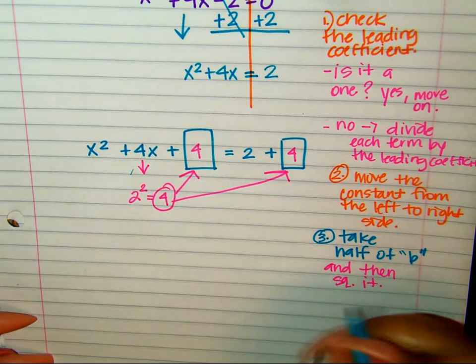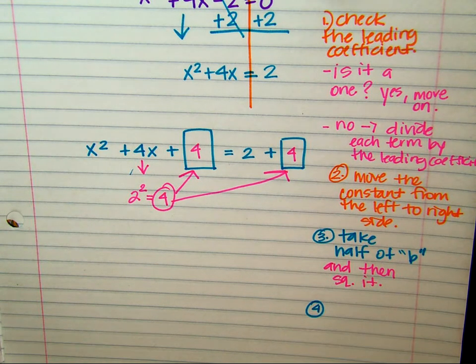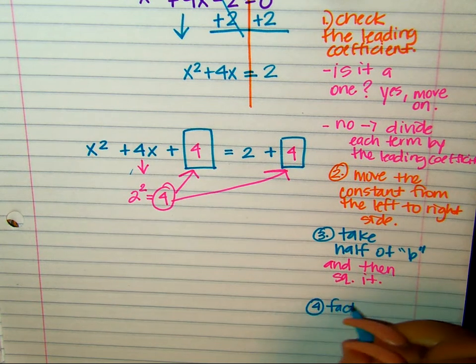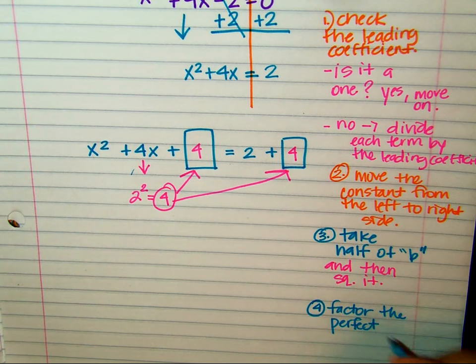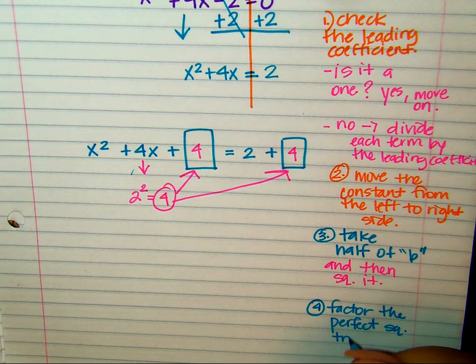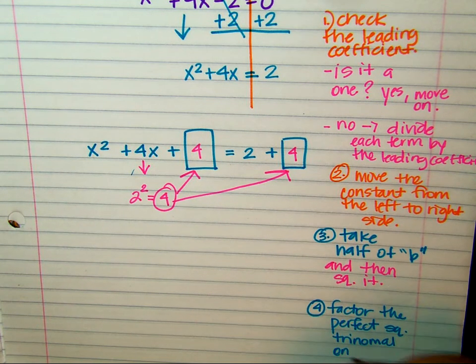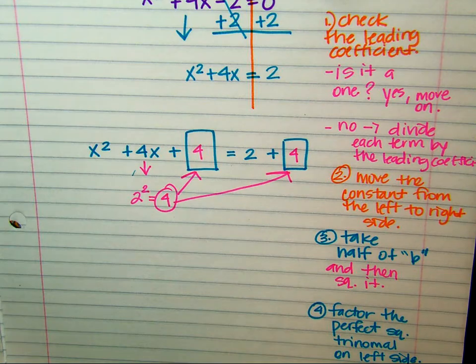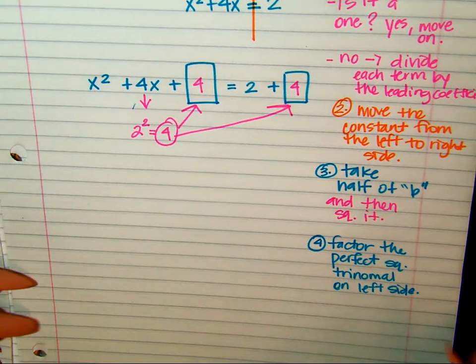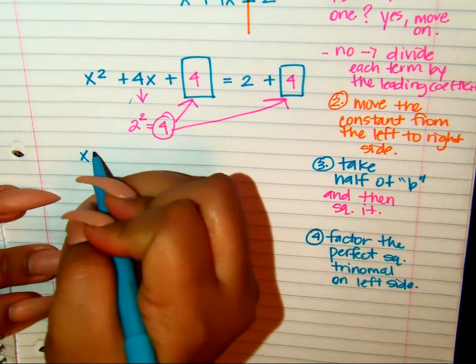Alright, so now our job is moving on to step 4. And step 4 is going to be factor the perfect square trinomial on the left side. Again, when I'm talking about sides, I'm talking about on the sides of the equal sign. Okay? So let me go ahead and rewrite this here without all of the boxes.